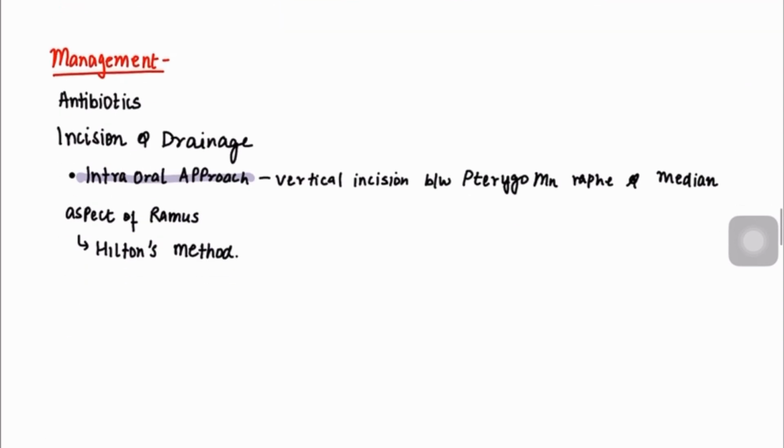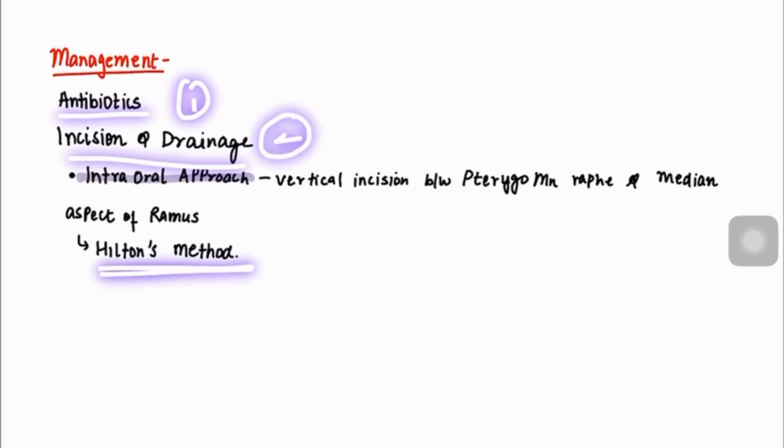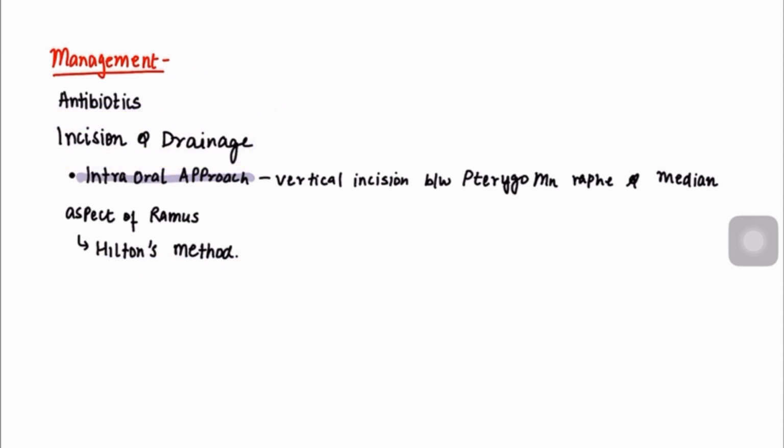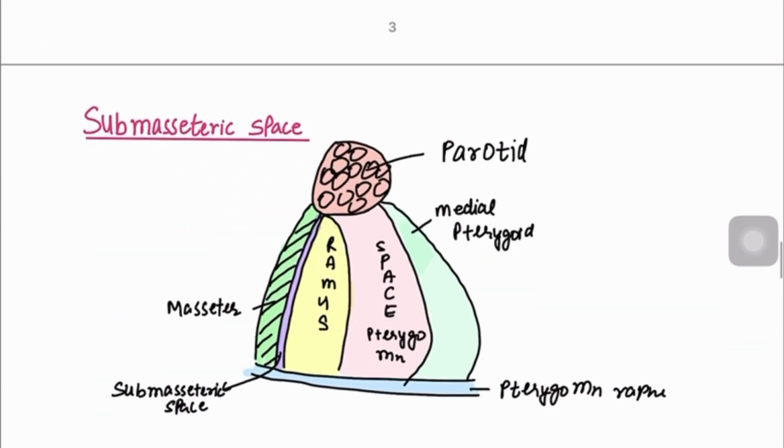retropharyngeal space. Management. First of all, antibiotics will be given. Second, we have to do incision and drainage. For this, Hilton's method is done. That is, through the incision, we will insert a hemostat and then we will dissect blindly and break all the loculi. This is done to release the pressure. So in this case, we will give an intraoral incision, the vertical incision between the pterygomandibular raphe and the medial aspect of the ramus. This was the pterygomandibular space.